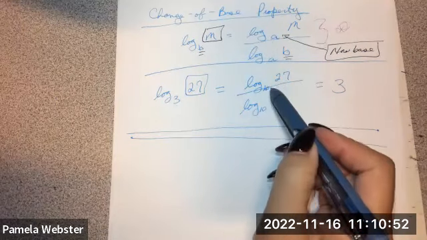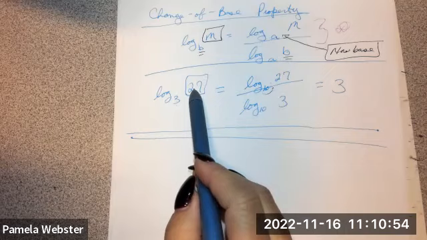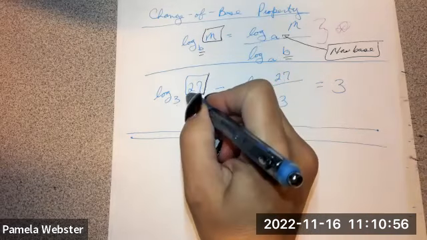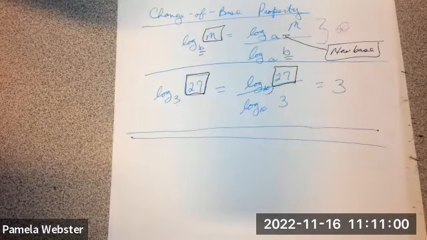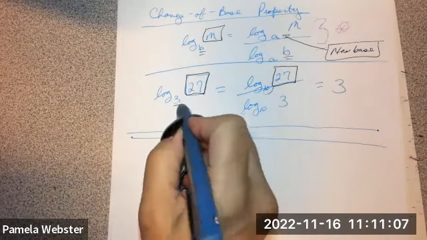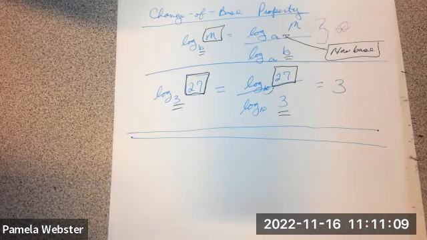So we're going to change it to base 10. And so it's going to be log base 10 of 27, where 27 is the answer. It's the big font number. It goes right there. Divide by log base 10, because I'm trying to go into the new base of 10, of whatever the old base was. So here it was a 3.